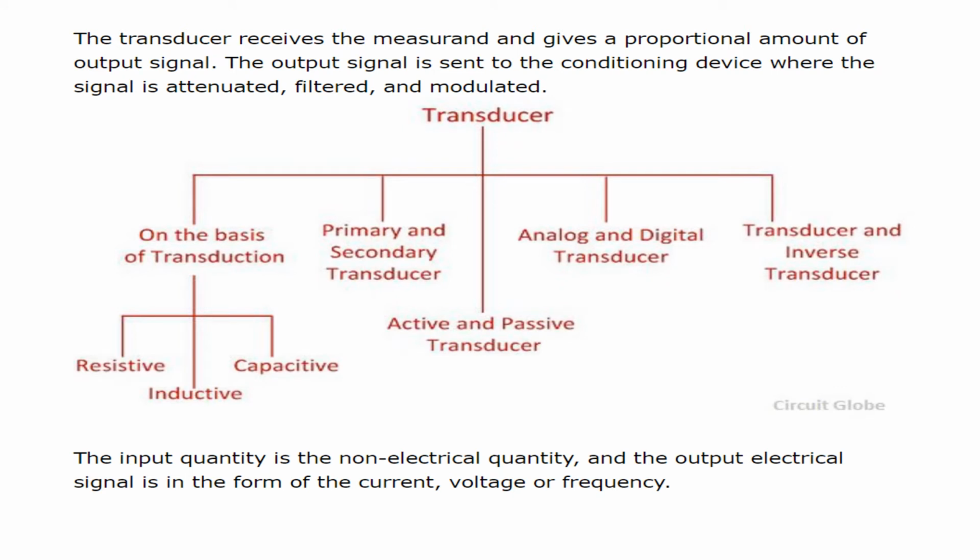Here the figure shows the classification of transducer. The transducer receives the measurement and gives a proportional amount of output signal. The output signal is sent to the conditioning device where the signal is attenuated, filtered and modulated.